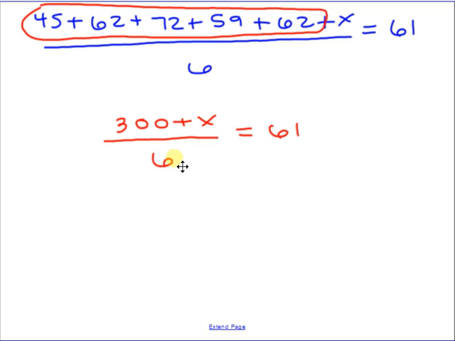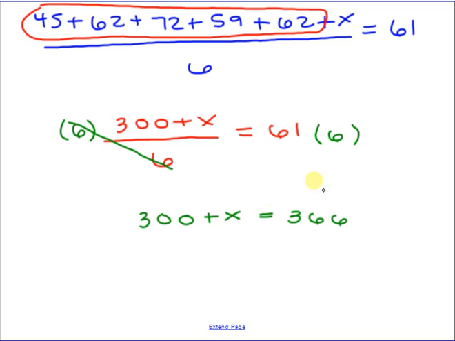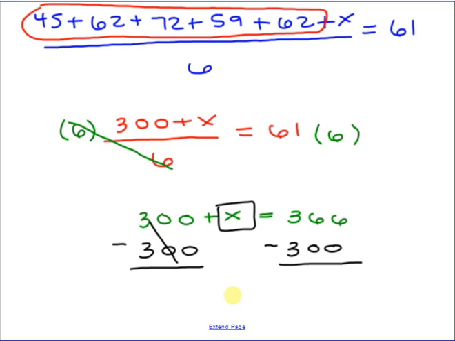Now we need to get rid of our denominator, so we're going to multiply both sides by 6. These are going to cancel. We're going to bring down 300 plus x equals 61 times 6 is going to be 366. Box the variable, minus 300 from both sides. This cancels, and x equals 66.